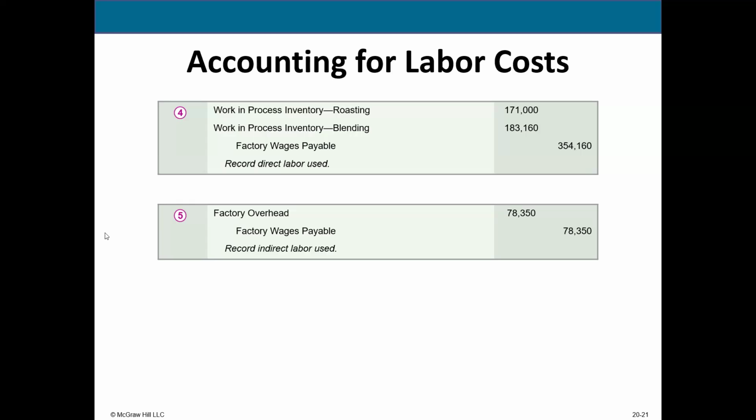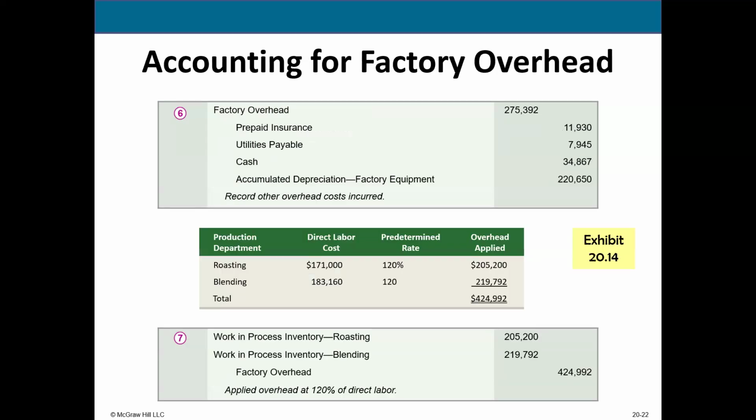So I've already allocated my direct materials, I've allocated my direct labor. Now, of course, I need to allocate my factory overhead. And the way that I do that is I debit factory overhead and I credit all of the overhead types of accounts: prepaid insurance, utilities payable, accumulated depreciation, and of course the cash payments I've used for operating activities. This helps us to record the overhead that has been incurred.